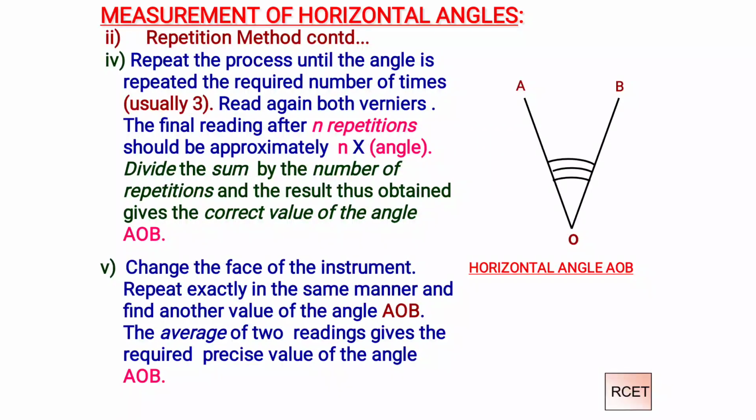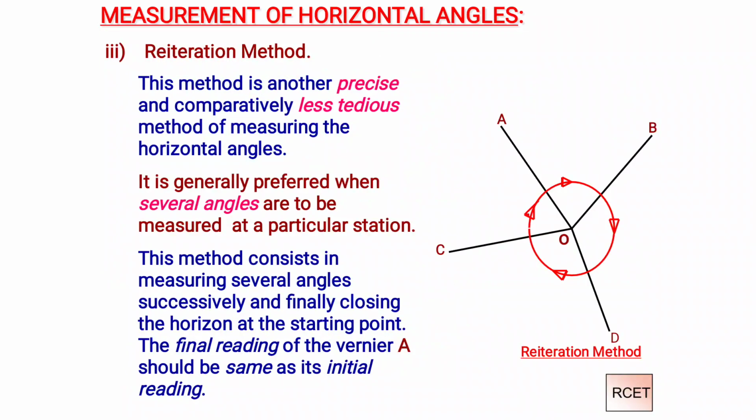Change the face of the instrument. Repeat exactly in the same manner and find another value of the angle AOB. The average of the two readings gives the required precise value of the angle AOB. Then the third method, the retraction method. This is another precise and comparatively less tedious method of measuring horizontal angles. It is generally preferred when several angles are to be measured at a particular station.